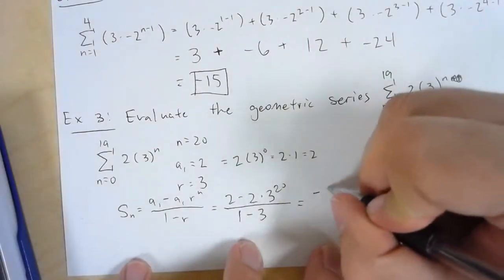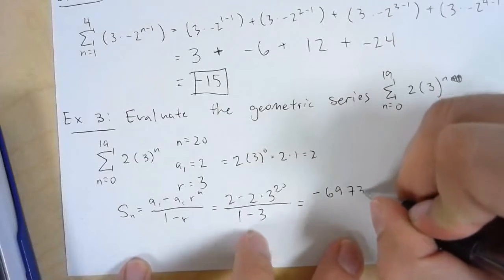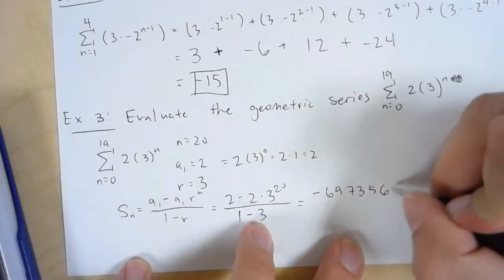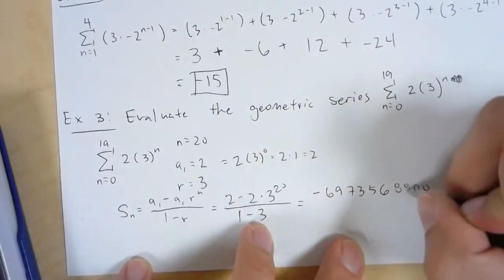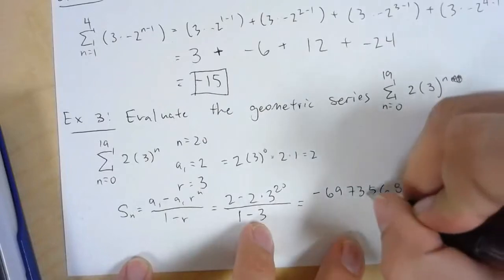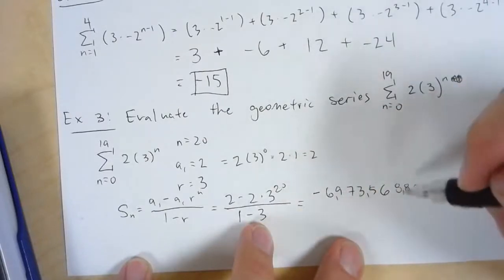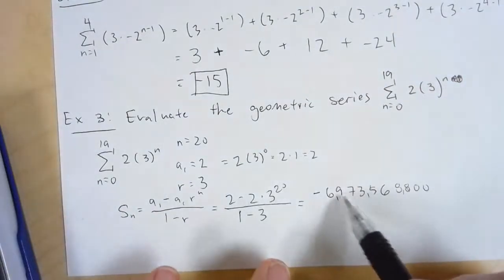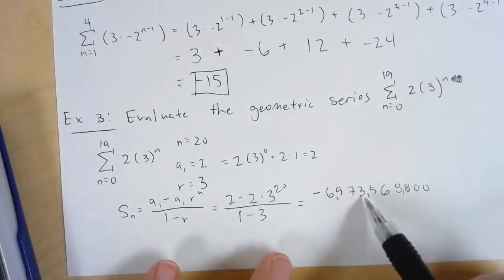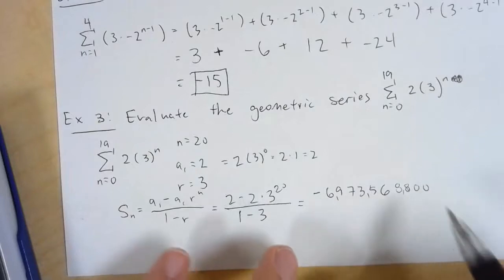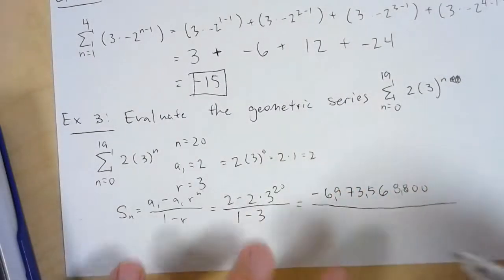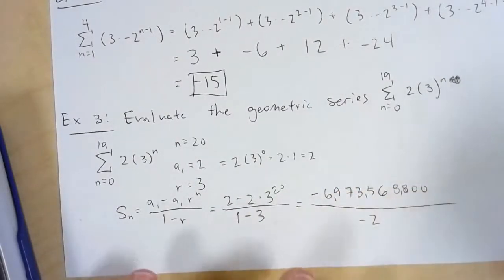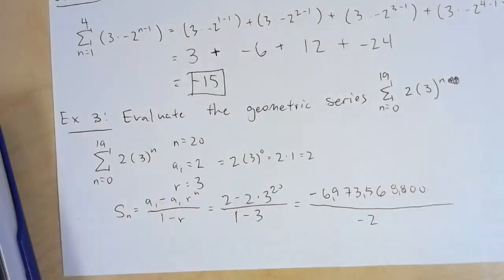Okay, let's just copy it down and put the appropriate commas in the right spot. Thousands, millions, billions. Negative 6,973,568,800. Okay, big old number. And then 1 minus 3 is negative 2. Okay, last step, divide that by negative 2.